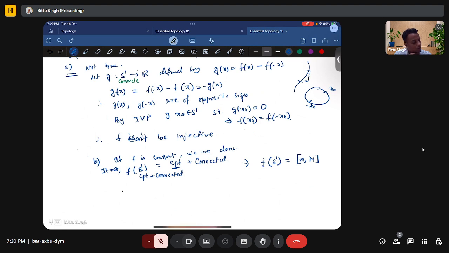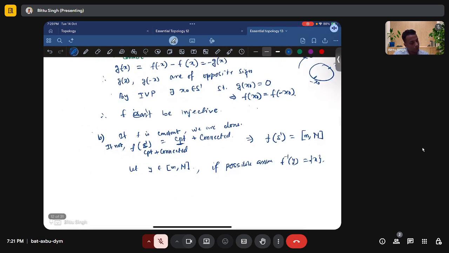Now let y belong to [m, M]. Now if possible, assume f inverse of y is a singleton set. Then what will be the problem? Then note that S1 minus x, if we remove a point from a circle, this is connected.